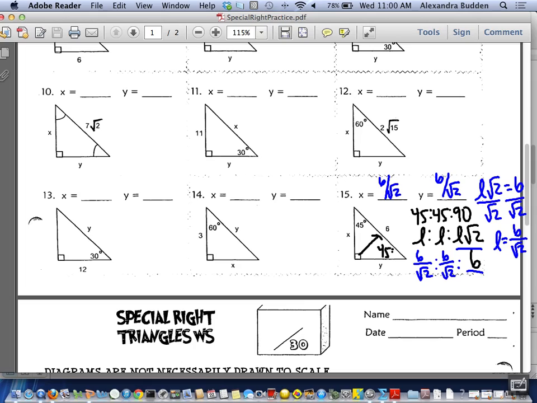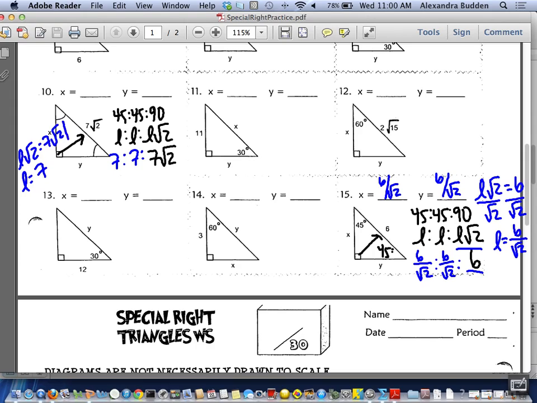Okay, hopefully you had a chance to try this problem. You should have done 45, 45, 90, L, L, L root 2. We know the side across from the 90 is 7 root 2, so that goes here. Now we have L root 2 is equal to 7 root 2. Dividing by the root 2's, we get L is equal to 7.